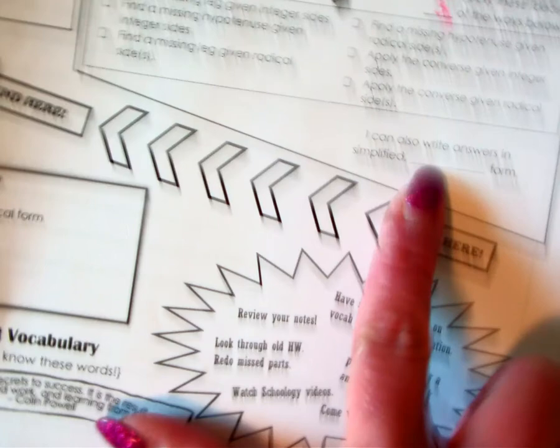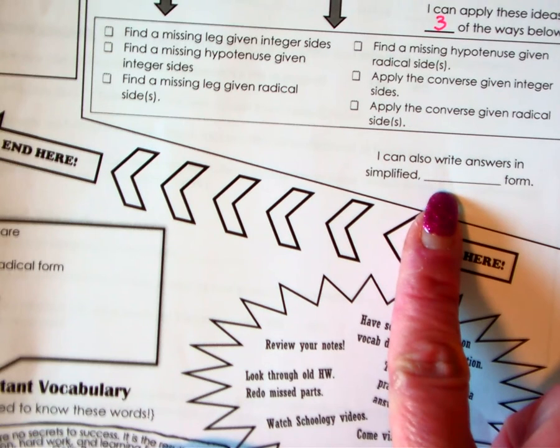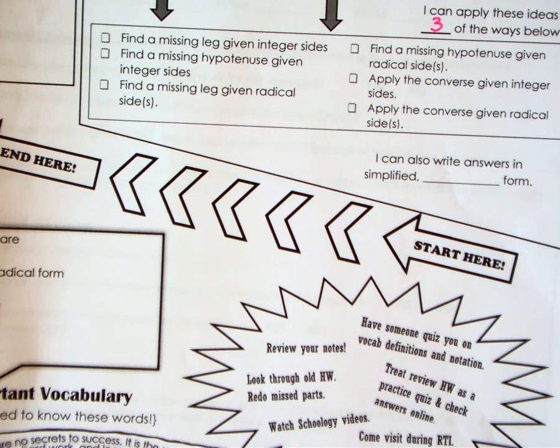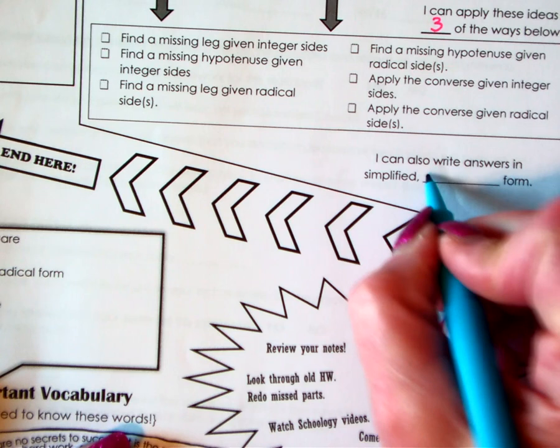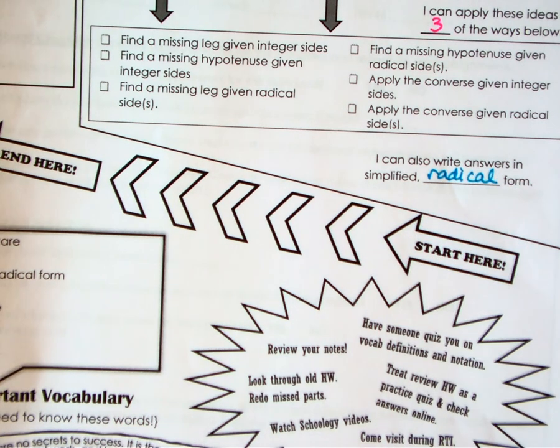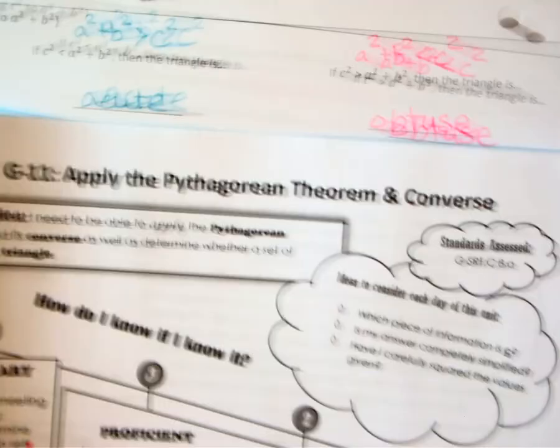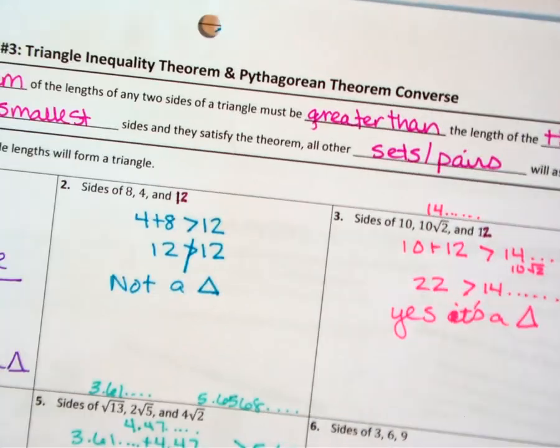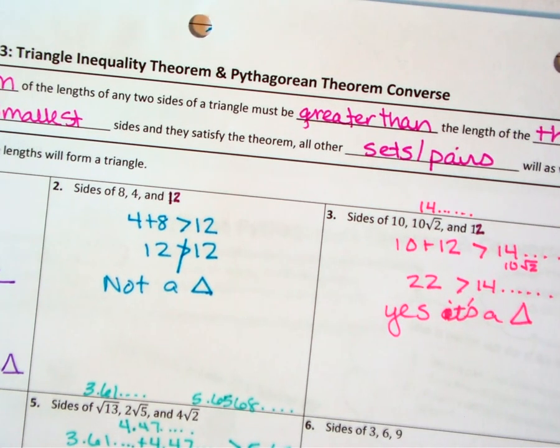Oh, I didn't realize we had this down here. I can also form right answers in simplified radical form, right? Leave it in simplest radical form. All right, so that concludes standard 11 for today. And in Class 48's lesson, you should now be able to go ahead and complete that homework.